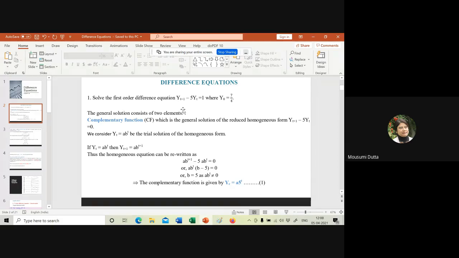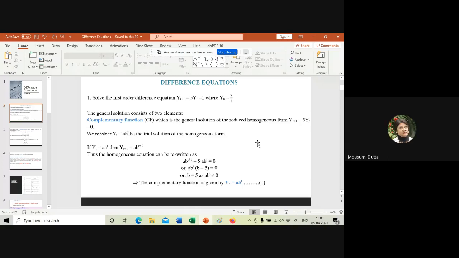Okay. Now, to solve this reduced homogeneous form, we have to consider a trial solution. The form of the trial solution is the variable value for the current period equal to A b to the power t. So we consider y_t is equal to A b^t. If I consider any other economic variable such as savings, then the equation will be in terms of the S variable, and I have to write S_t is equal to A b^t as the trial solution of the homogeneous form. So this is the common thing.